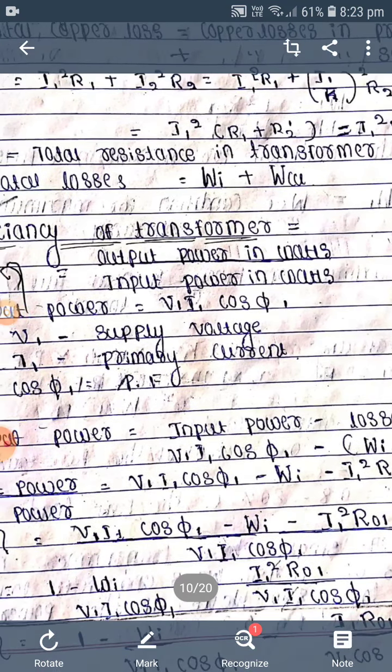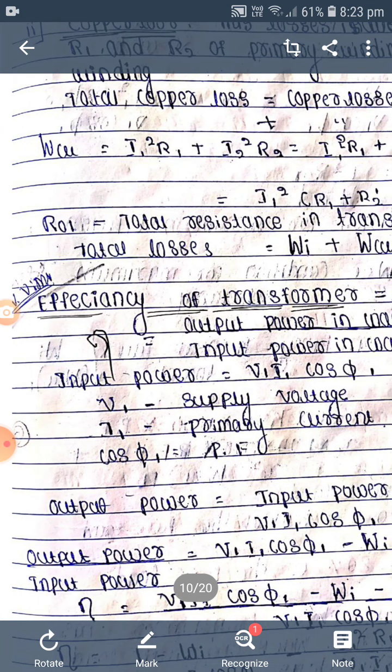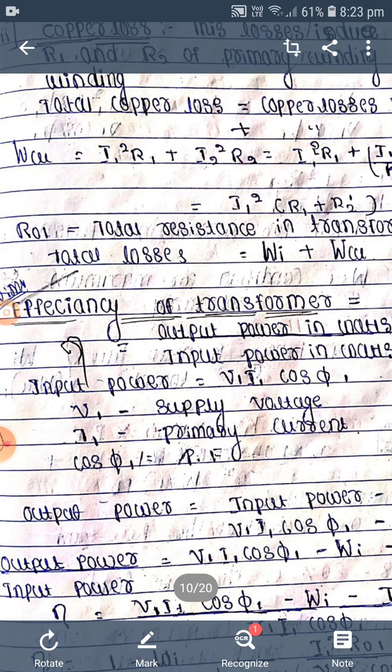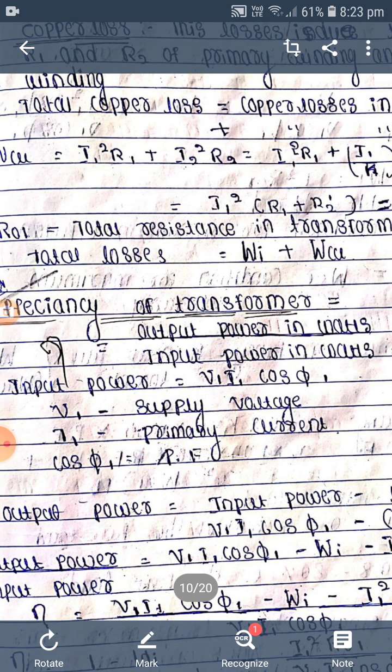Iron loss and copper loss. Next we will be discussing the efficiency of the transformer. Efficiency means, the definition of efficiency: efficiency is equal to output power by input power. That means how much is the input power, what is the loss, and then what is the output power. Efficiency is equal to output power by input power.